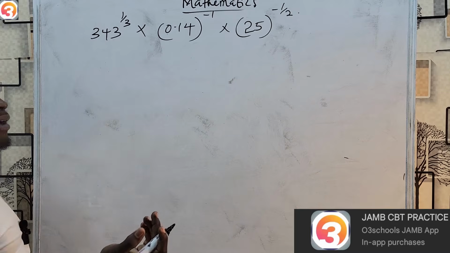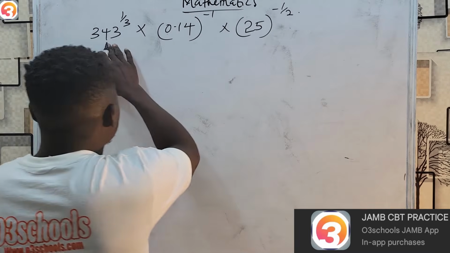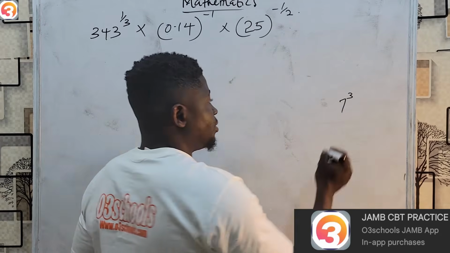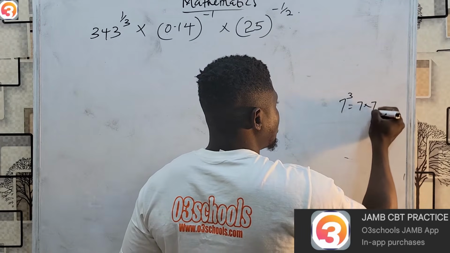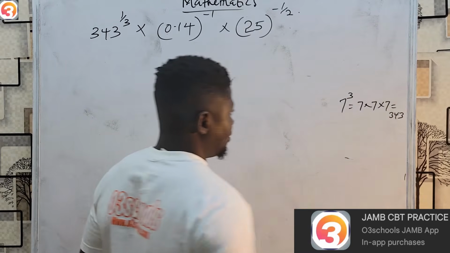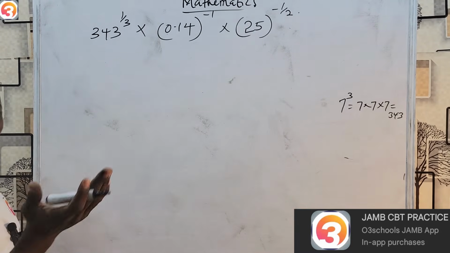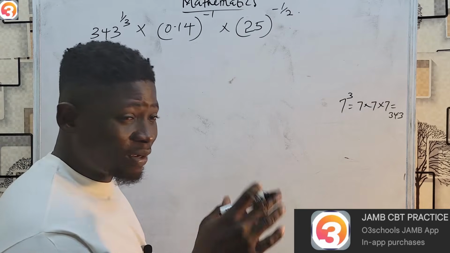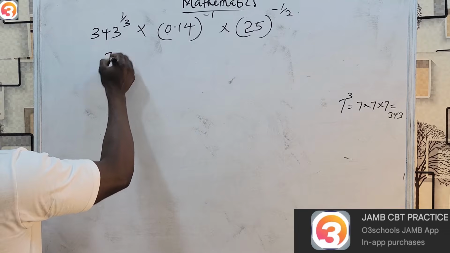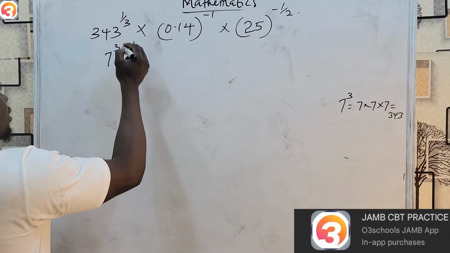Also, let's apply our laws of indices. 343 is the same thing as what? 7 raised to the power 3. Because 7 times 7 is 49, 49 times 7 is 343. You get it? So you must know these things from your number base. We have done lots of them before. So from here now, I'm going to have 7 raised by 3 times 1 over 3, isn't it?